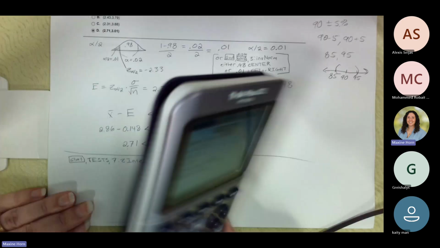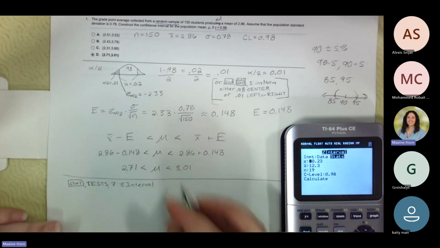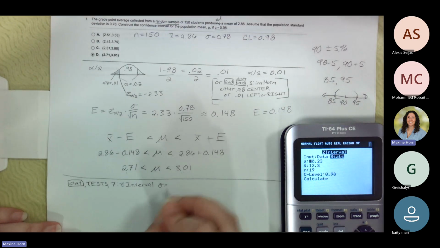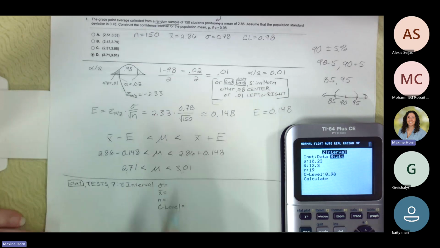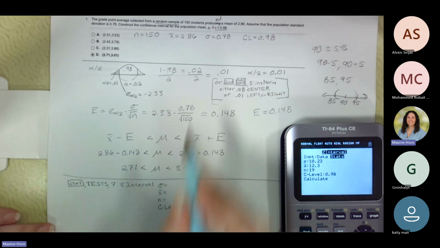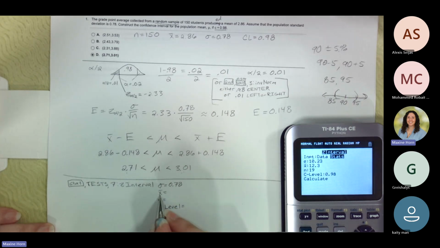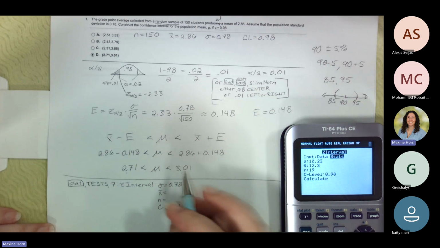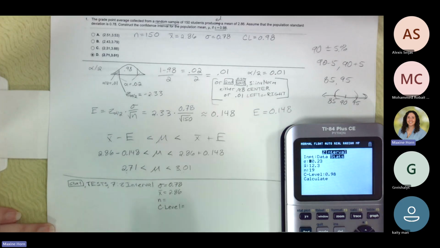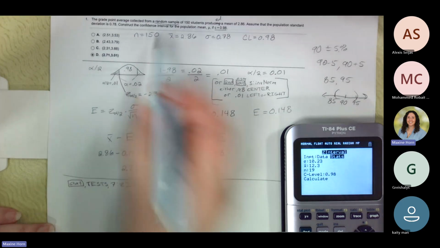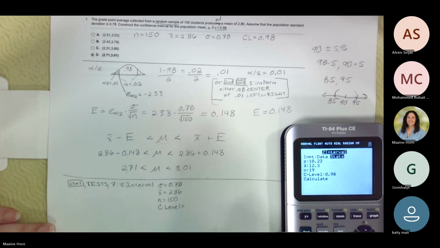And then we just plug in what we were given, right? So it's asking us for this, this, this, and this. Okay, what's our population standard deviation? Well, they told us that it's 0.78. What's our sample mean, or x bar? They told us that it's 2.86. What's our n? What's our sample size? That was 150. And then what's our confidence level? They want us to be 98% confident. So we're going to plug all that in.